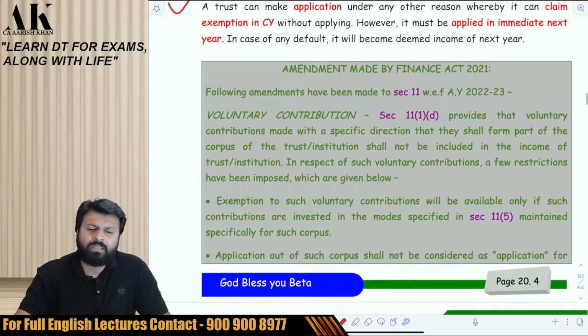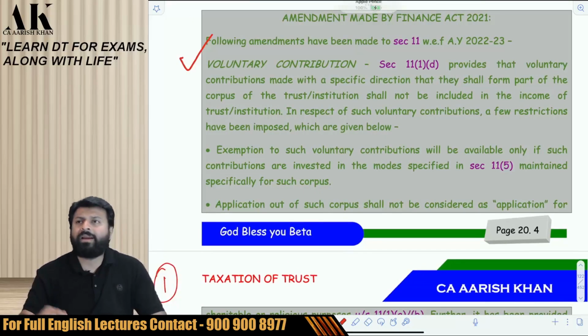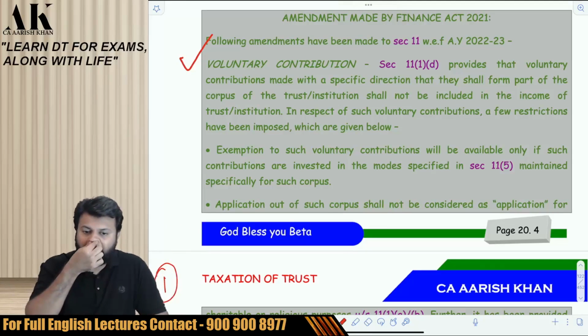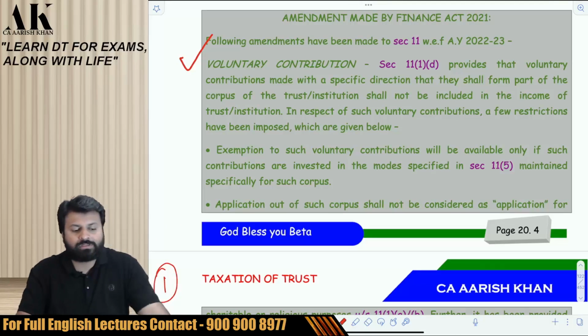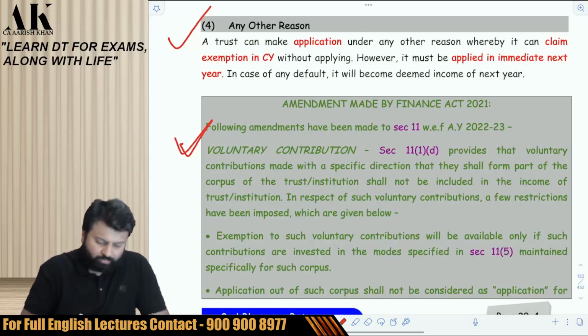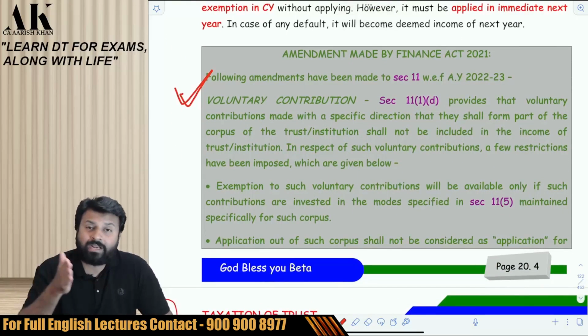Okay. Now, as I was telling you, there was some amendment which was made under the corpus donation. By default, till last year, receiving a corpus donation was exempt. But now the government is saying that there are some conditions which you have to fulfill to make it exempt. Now, what are those conditions? So, listen to these conditions carefully for corpus donation. Let me tell you once again. By default, if you receive a corpus donation, it is exempt. But now there are some conditions.